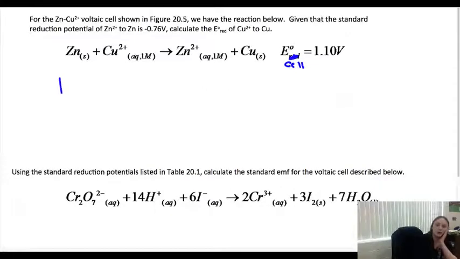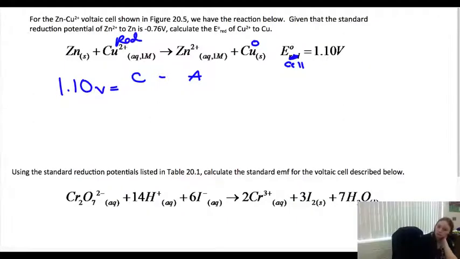Okay, so my cell, the 1.10 volts, is going to be equal to my cathode minus my anode. And I want to look at the copper, so you've got to figure out which one is the cathode and which one is the anode. Copper goes from a 2 plus to a 0. Since it goes from a 2 plus to a 0, that means it has to be my reduction. It gained electrons, became less positive and more negative.